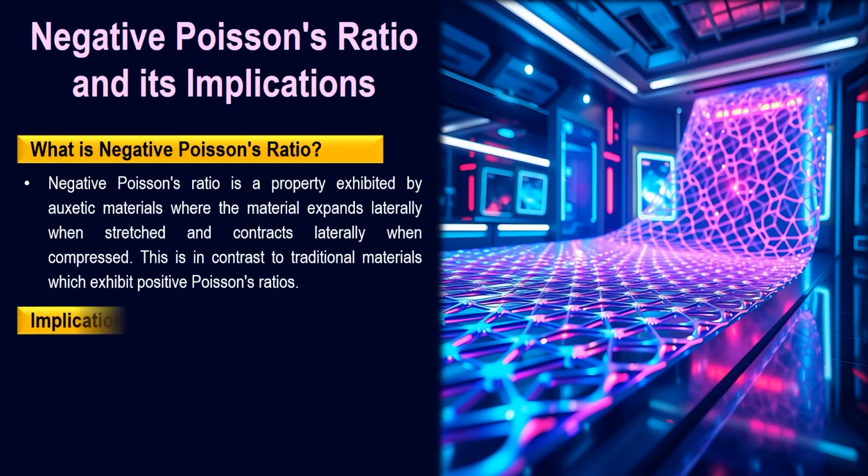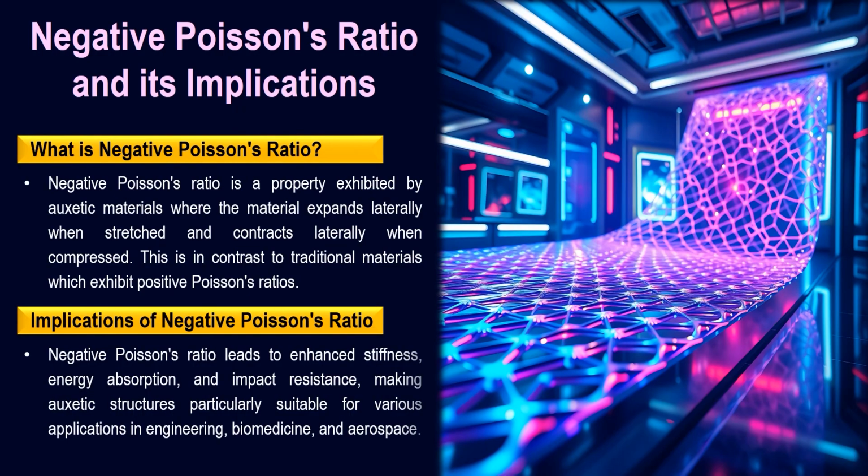So what is negative Poisson ratio? This is the property that is exhibited by the exotic material, where the material expands laterally when stretched and contracts laterally when compressed. This is not traditionally seen in our conventional way of manufacturing, but specifically if I am using different types of links, the length of the link and the angle of the link are responsible for a controllable Poisson ratio. So negative Poisson ratio has some implications also.